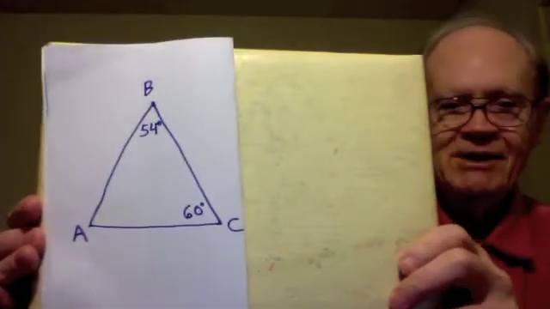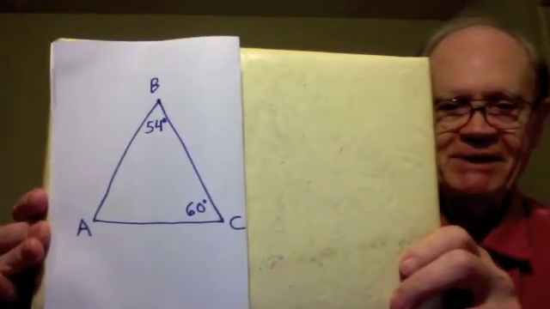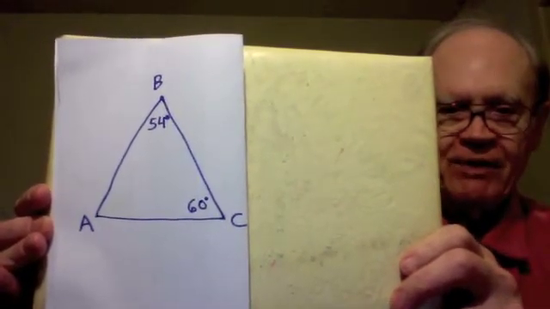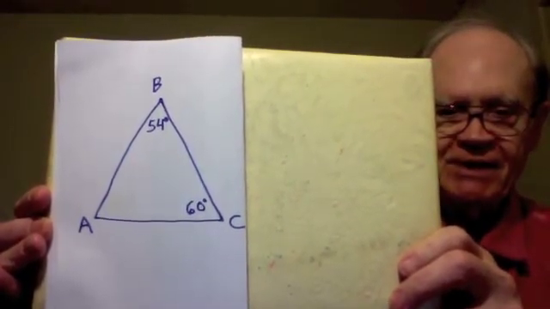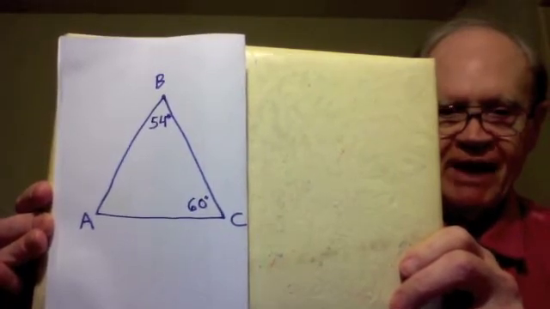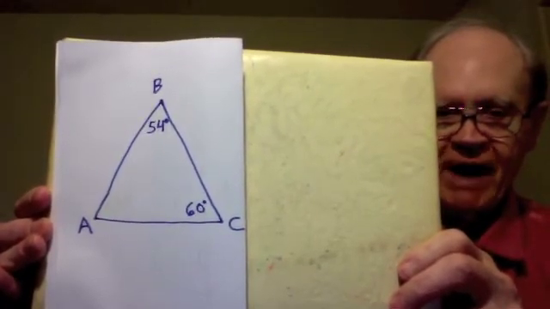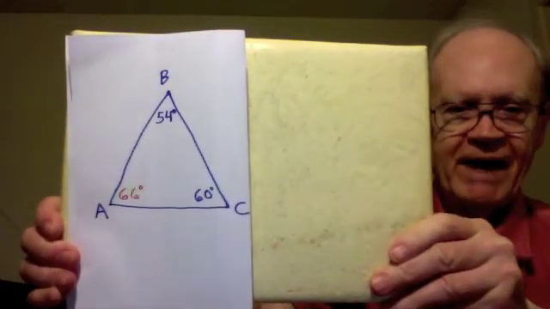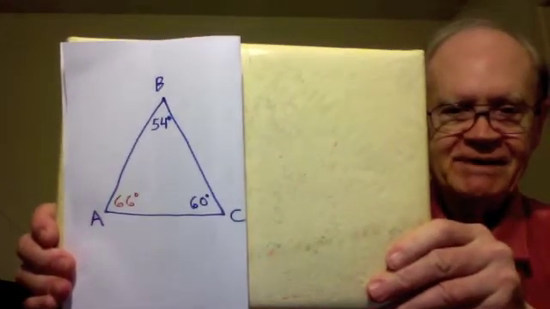For this geometry problem, there are two things you need to know. The first is that for any triangle, the sum of its angles is 180 degrees. So for example, here we have triangle ABC. It is not drawn to scale. Suppose angle B is 54 degrees and angle C is 60 degrees. We can find the degrees of angle A by adding those and subtracting from 180. And we find that angle A is 66 degrees.